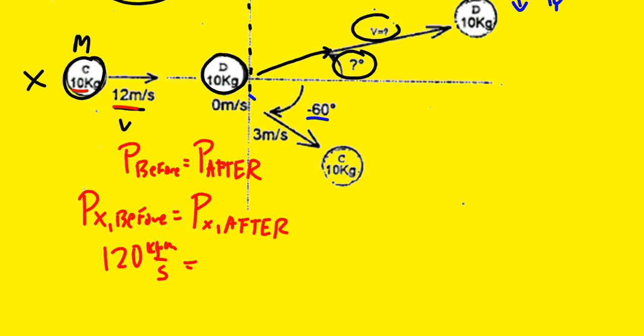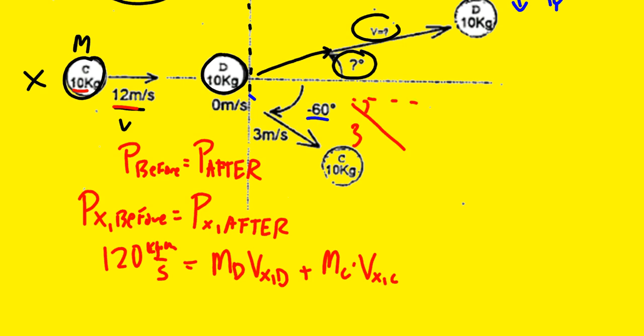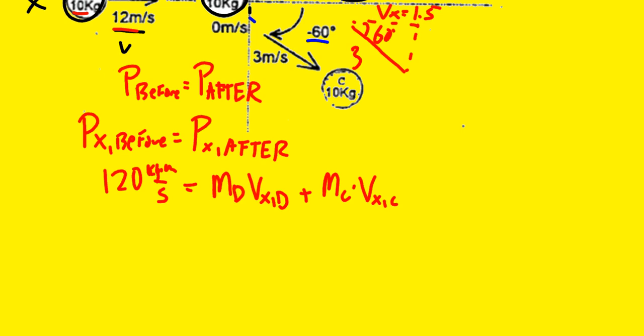So our total momentum before the collision in the x direction is 120 kilogram meters per second. That must be the total momentum in the x direction after the collision. So this must equal the mass of D, which is 10 kilograms, times the x component of the velocity of D, plus the mass of C times the x component of the velocity of C, which we can find using trig. If this is 3 meters per second at an angle of 60 degrees, the x component is 3 cosine 60, which is half, 1.5 meters per second.